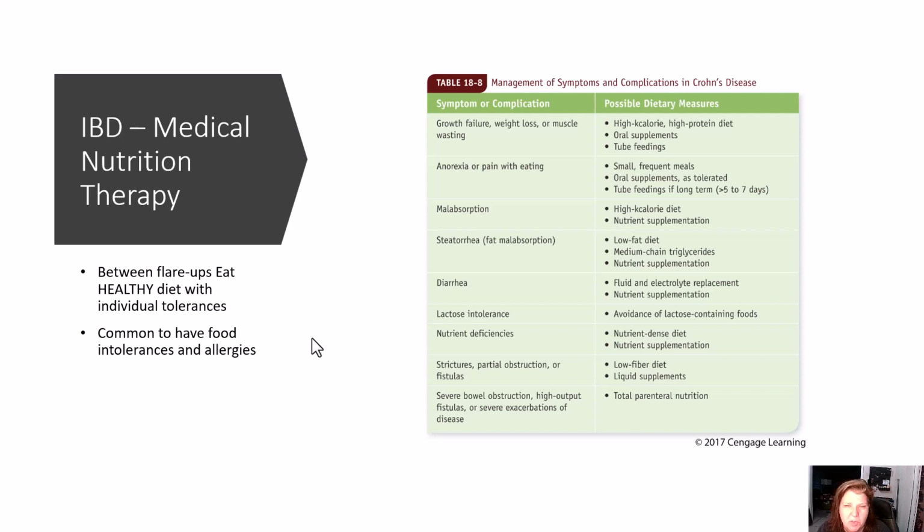And so you'll talk to people with ulcerative colitis or Crohn's, and they'll tell you that it takes a while for us to figure out what foods don't worsen their symptoms and make them feel better in between these flare-ups. And then when they have a flare-up again, then we go back to treating the symptoms with the diet.